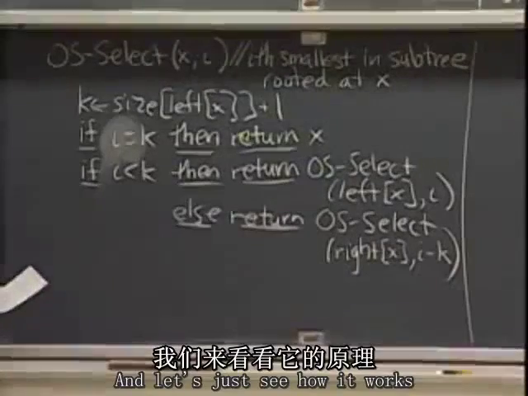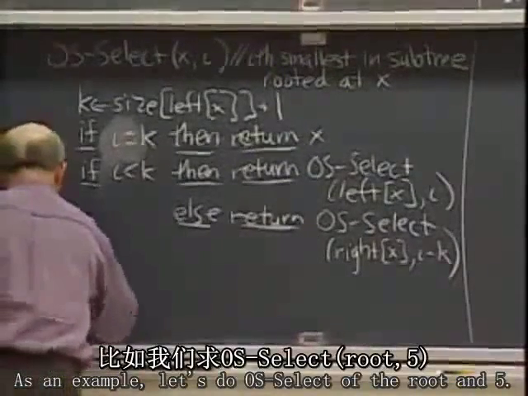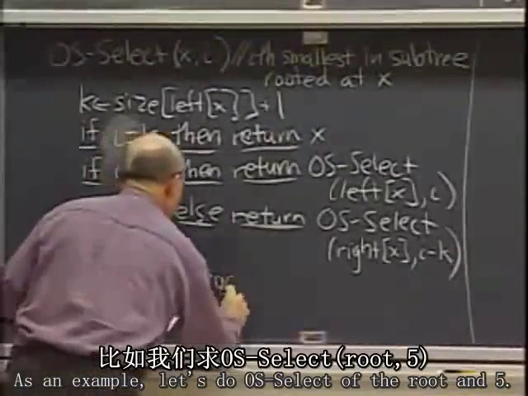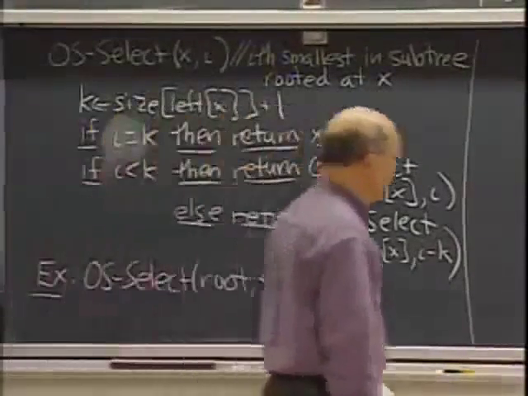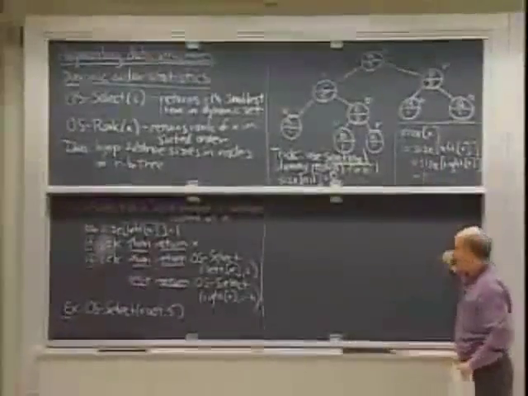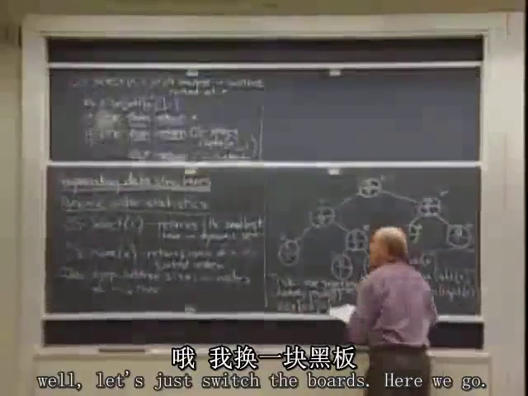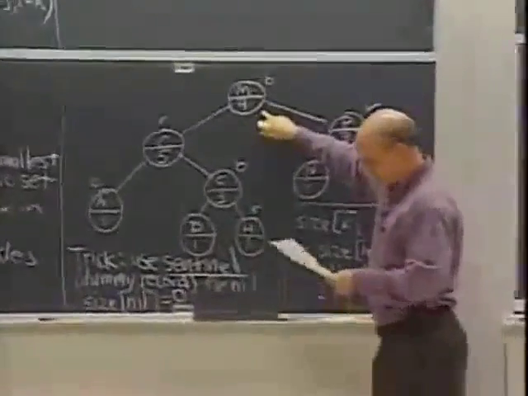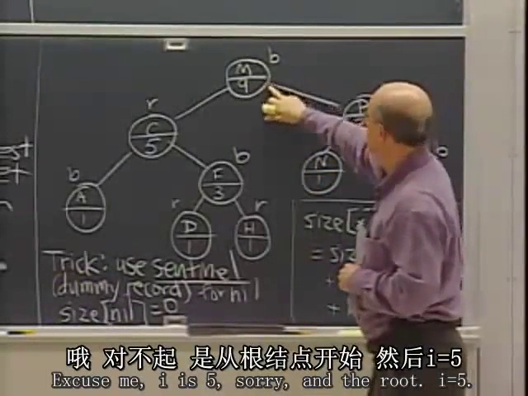Okay, so this is the code. Let's just see how it works, and then we'll argue why it works. As an example, let's do OS select of the root and 5. We want to find the fifth largest in the set. Okay, so we start out at the top, and x is the root. And i is 5.